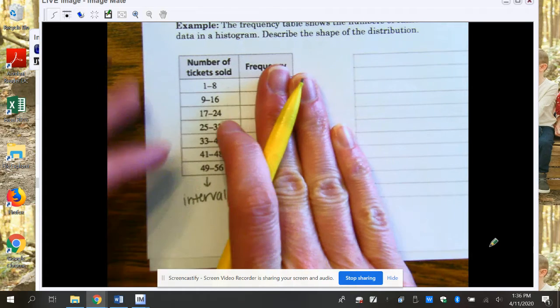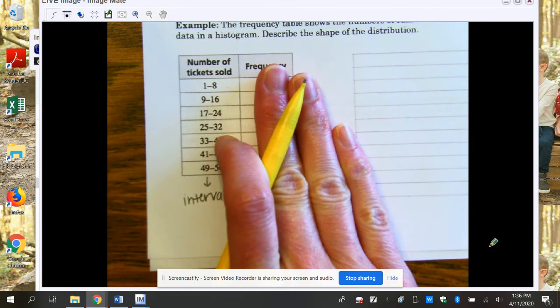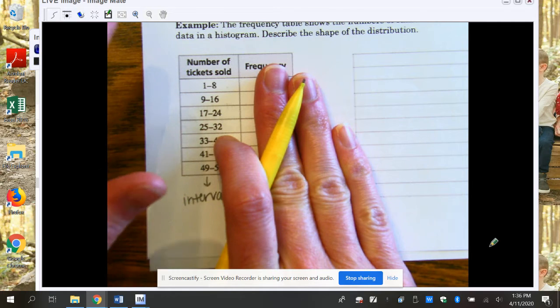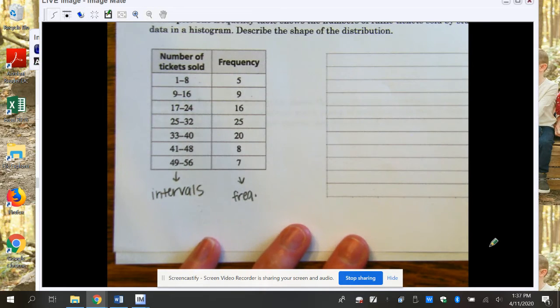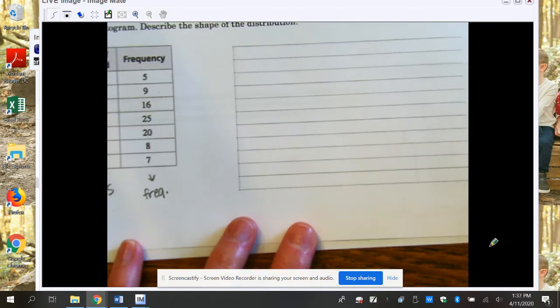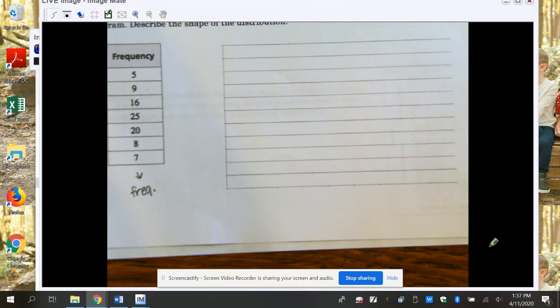So again, these intervals are all even. 1, 2, 3, 4, 5, 6, 7, 8. They all contain those 8 values. And so what we have to do now is put this on our histogram. Make it kind of like a bar chart, right?